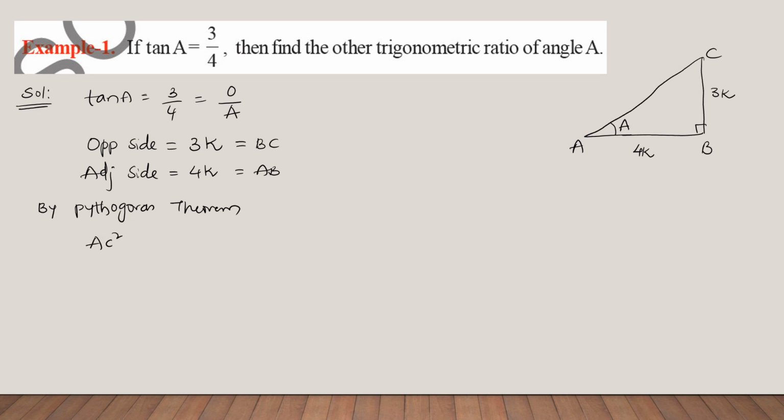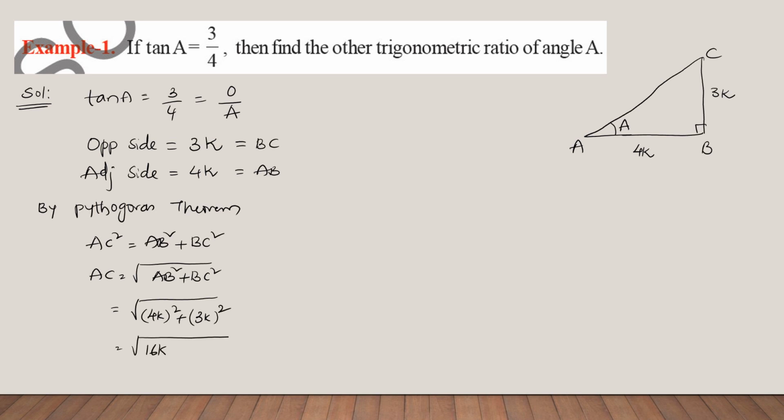So from this, what can I write? AC square is equal to AB square plus BC square. So AC is equal to square root of AB square plus BC square. Now substituting the values, AB square is 4k whole square plus 3k whole square. So I can write this as 16k square plus 9k square. Finally, 16 plus 9 is 25, so 25k square. Square root of 25k square is nothing but 5k. So clearly the value of AC is 5k.